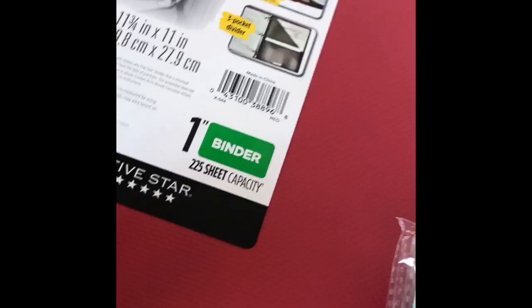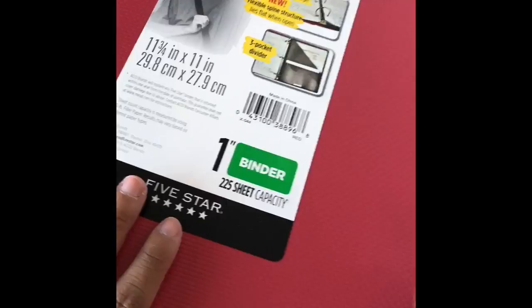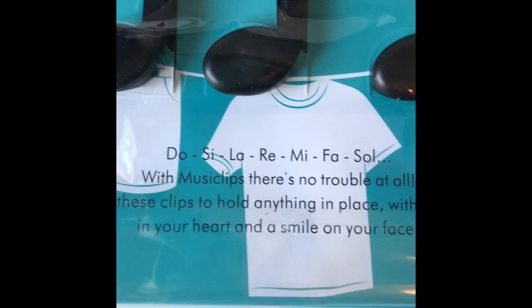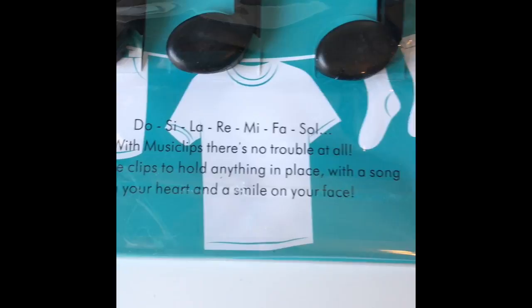I bought a binder from Five Star. It fits the papers in the Five Star notebooks. I bought a 3-pack, and I bought these little fellas. These are like paper clamps, or if you want to hang laundry, dry laundry, a lot of different stuff. So I'm gonna open it. It looks like this, and on this one it says Do Re Mi Fa Sol La Ti. With the music clips, there's no trouble at all. Use these clips to hold anything in place with a song in your heart and a smile on your face. These are really nice. I love them.